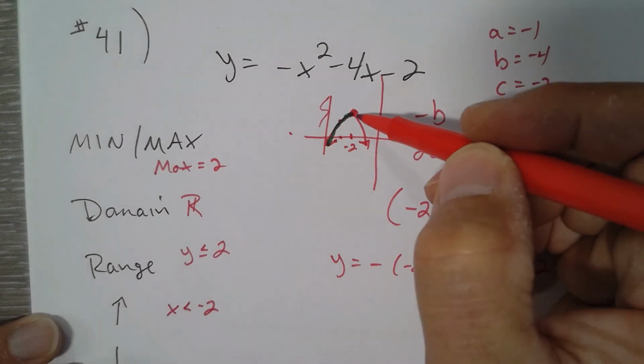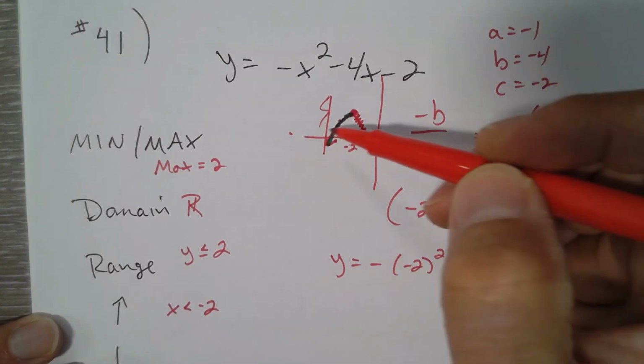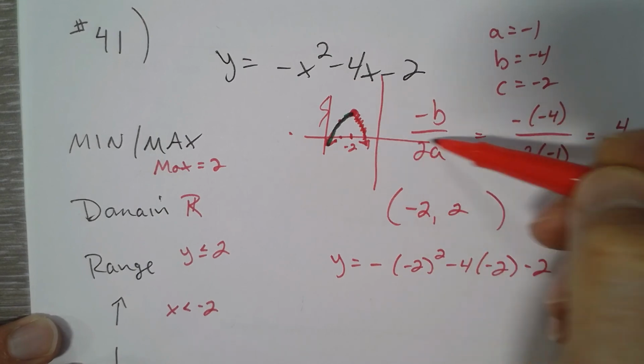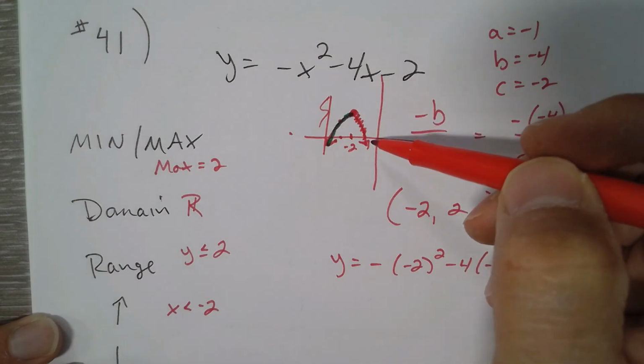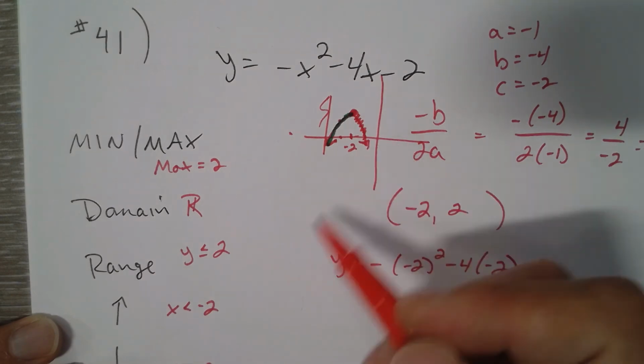And then afterwards, right here, is where it starts to decrease. So it's going to decrease after -2. So -1 and 1, and forever to the right, it's going to decrease. So for all x values greater than -2, it's going to decrease.